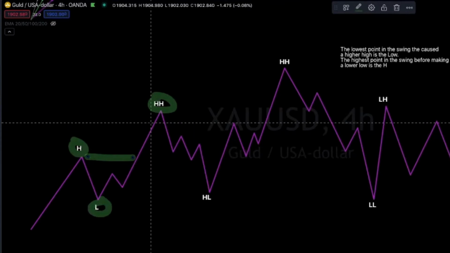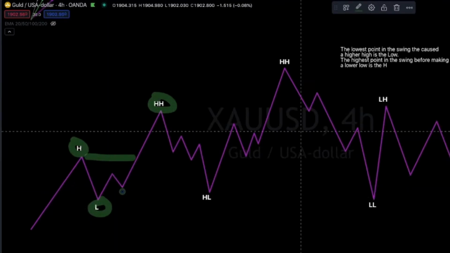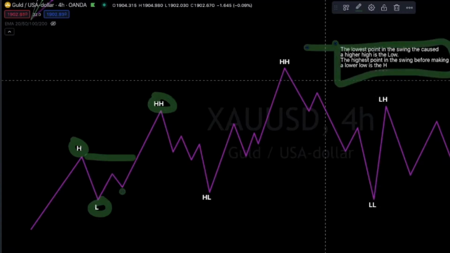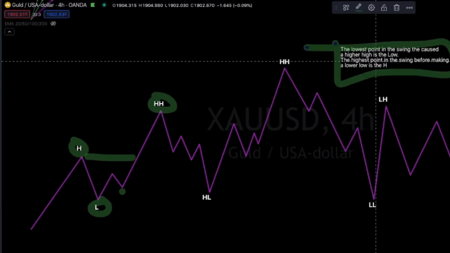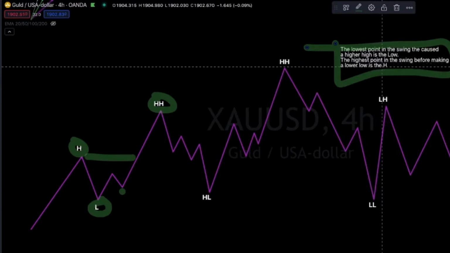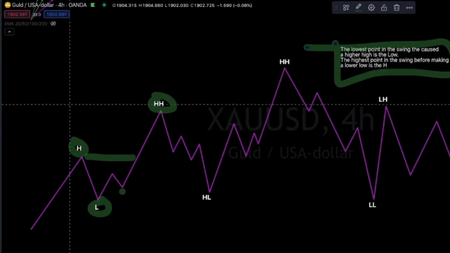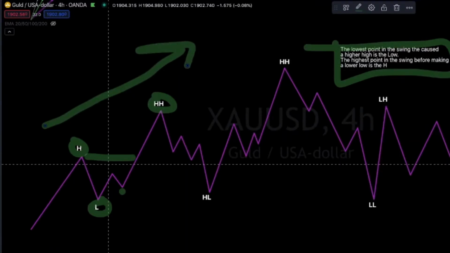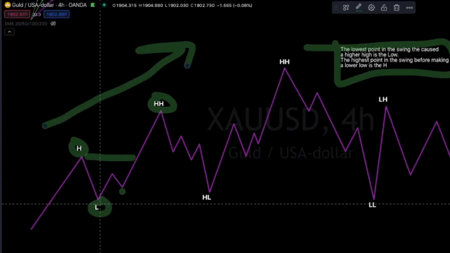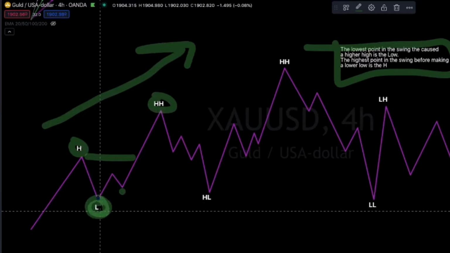How do I know that this here is the low and not this here? Well, it's simple. If you read the box here, the lowest point in the swing that caused a higher high is the low. The highest point in a swing before making a lower low is the high. So now we're in a bull trend. What does that mean? That the lowest low before causing a higher high is the low. So this is the strong low that we're looking for.